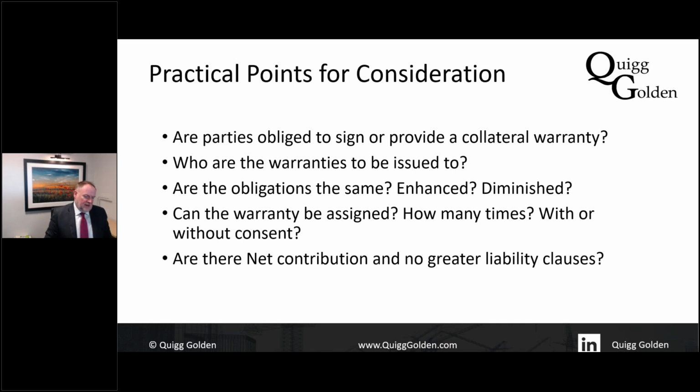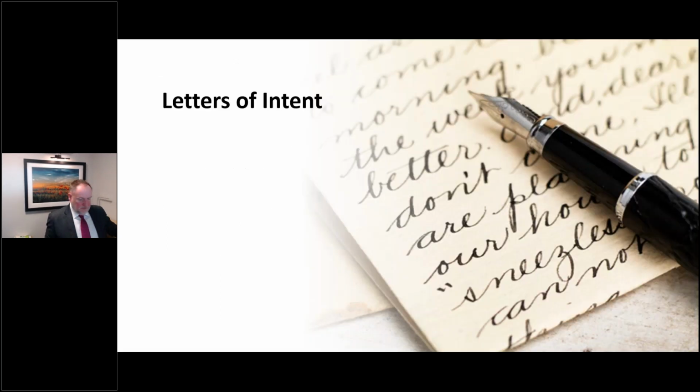And then lastly, if you're providing a warranty, make sure there is a net contribution clause in there, so that if a problem arises and you're only partly to blame, you don't end up being fully liable for the loss. So that's what I wanted to say about collateral warranties.